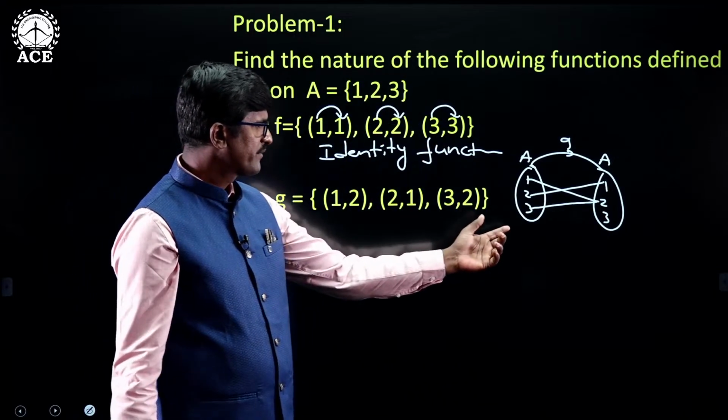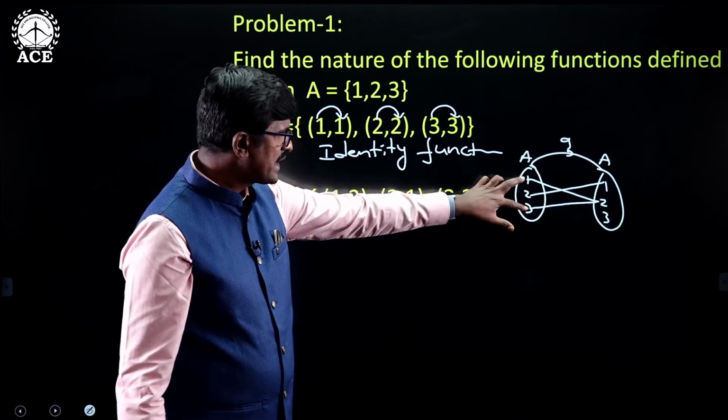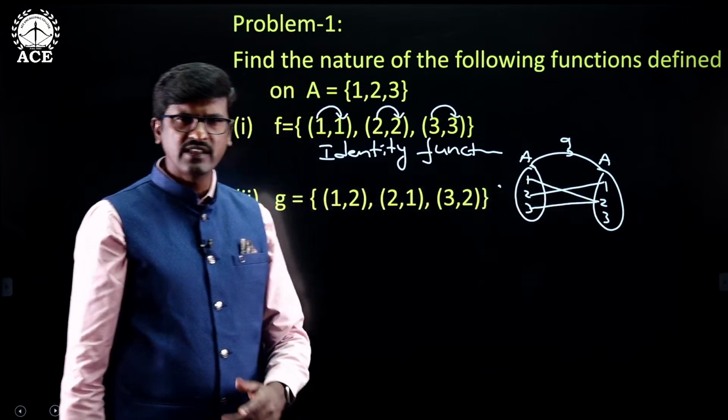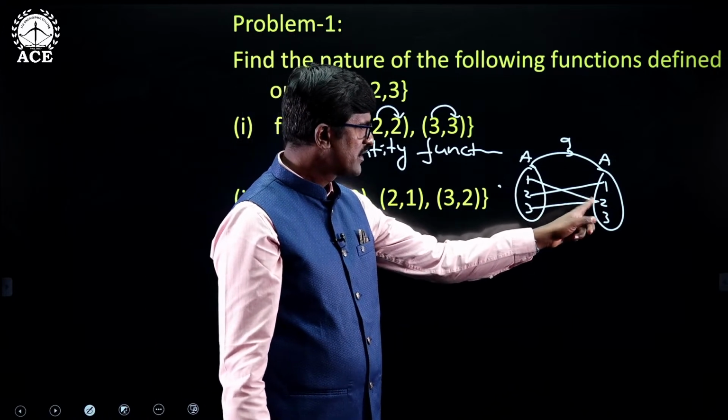So what is this one? That is a function. Is it a one-to-one function? No. 1 and 3 are two different elements, but they are having the same image. So that is not a one-to-one function. Is it onto? No. Is it onto?